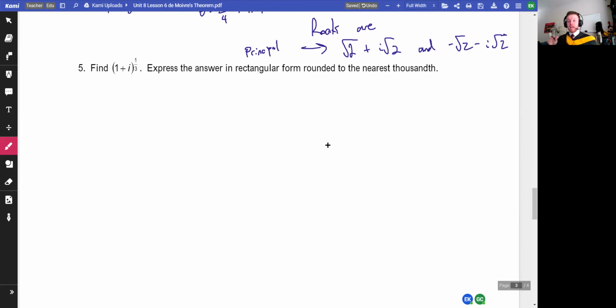Okay. Let's do it one more time. I have 7 problems here just to give everyone an idea of how much further we have to go. What are the 3 roots of 1 plus i?